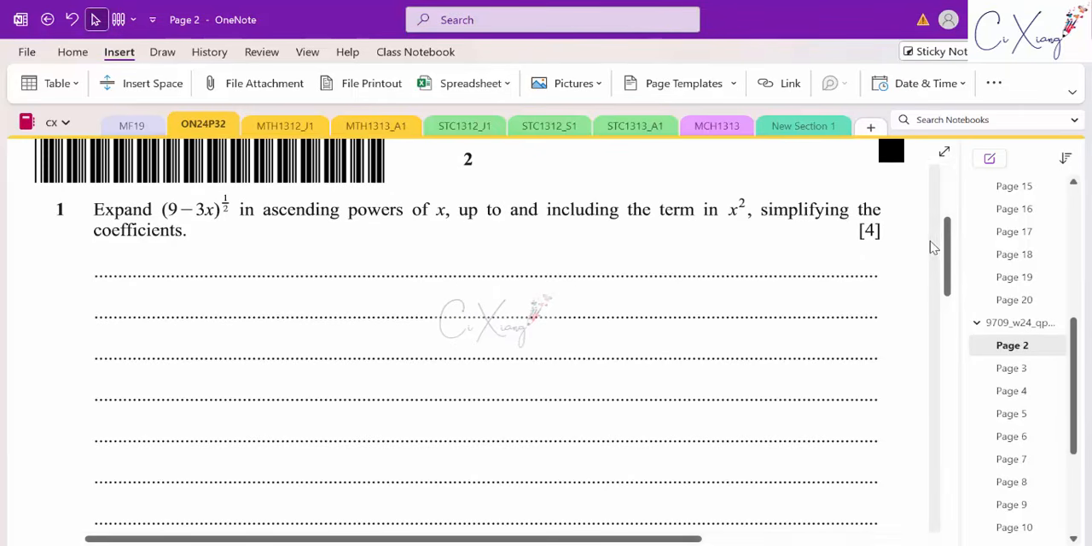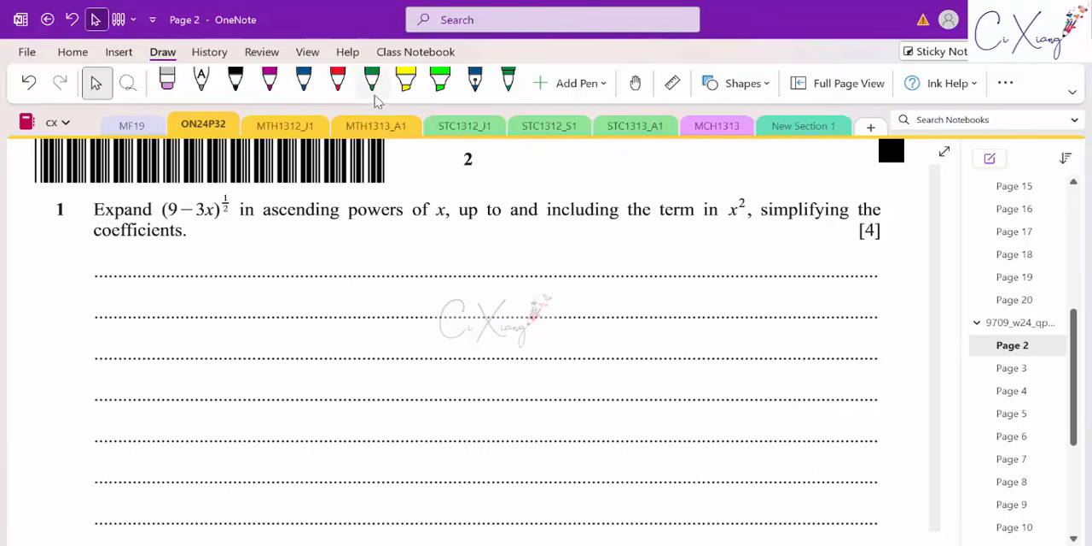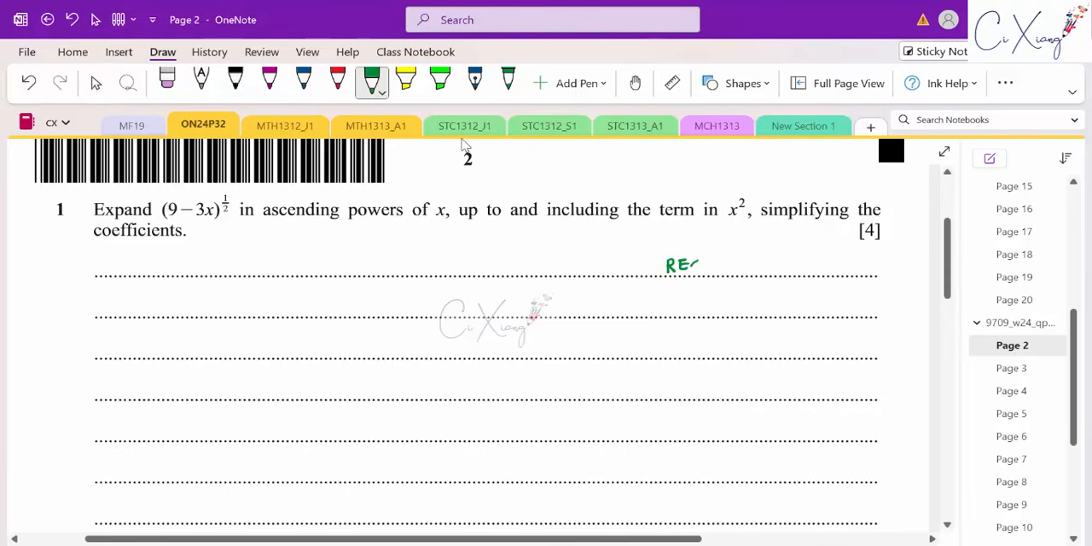We are given a bracket with a power outside. They want us to expand this in ascending powers of x up to and including the term in x squared, simplifying the coefficients. Alright, so for this one, basically it is a binomial expansion, right?